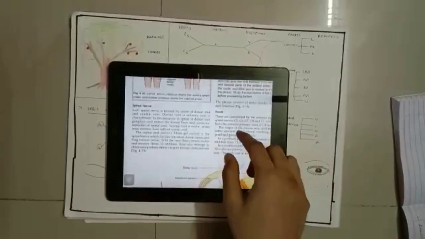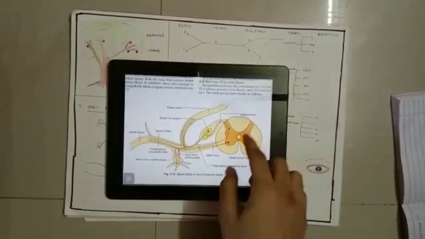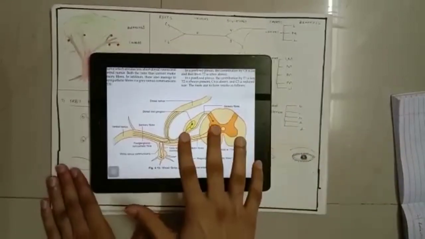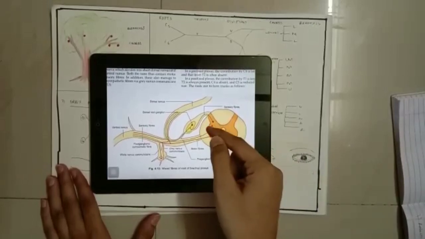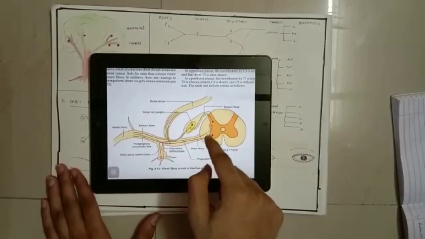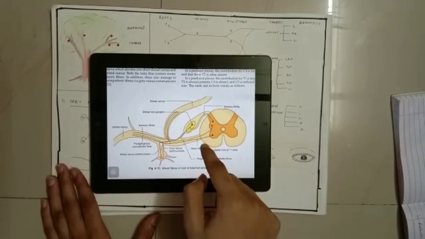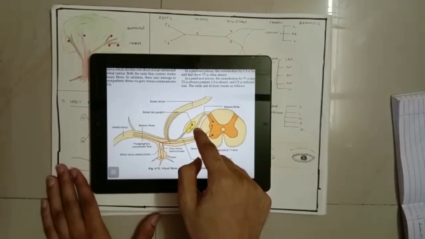So our first topic is the arrangement of spinal nerve. Here we are. Basically, this is a cross section of the spinal cord at the T1 level. It consists of two outcomings or outlets, that is dorsal root and ventral nerve root. Dorsal nerve root is sensory and ventral nerve root is motor. And dorsal nerve root consists of dorsal root ganglion.